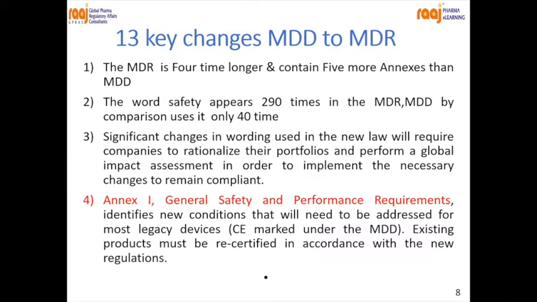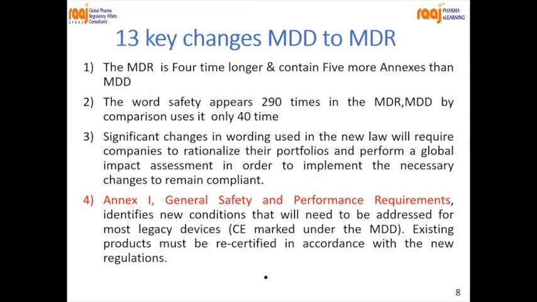So the whole industry, whether it is the pharma industry, the medical device industry or the food industry, we have to trust the safety parameters, which is very, very important, because wherever we are working, in pharma, food, OTC or medical devices, safety is the major concern because all human beings are using these products. So that is a major difference we observed between MDD and MDR, and it appeared 290 times.